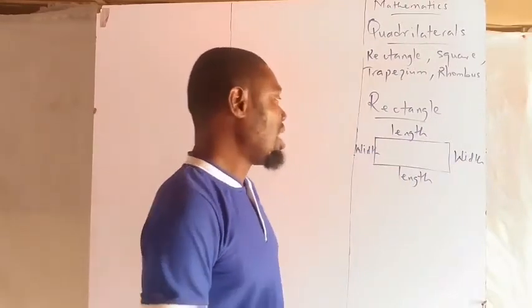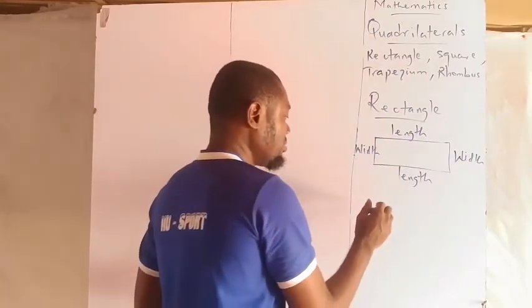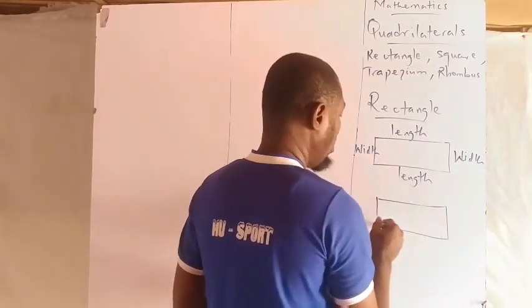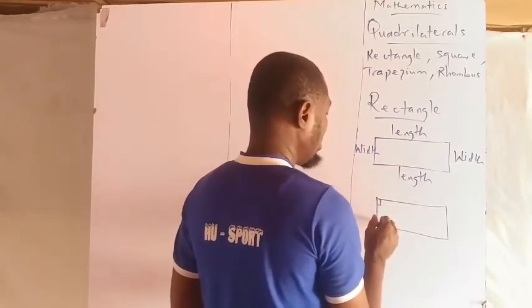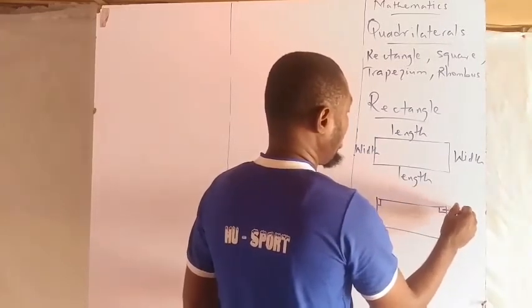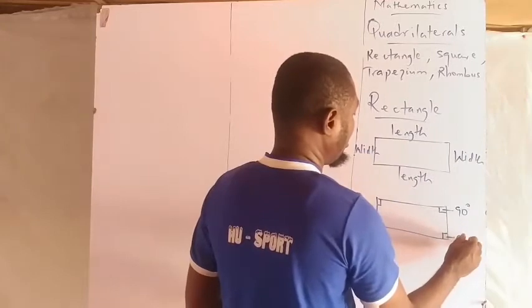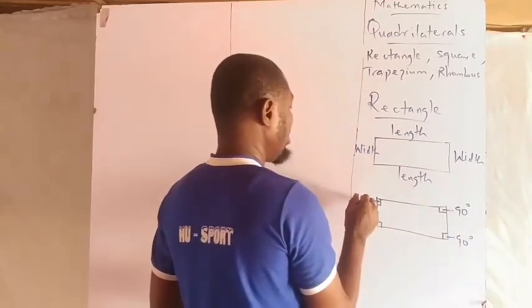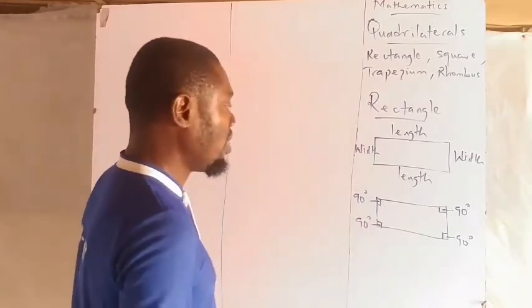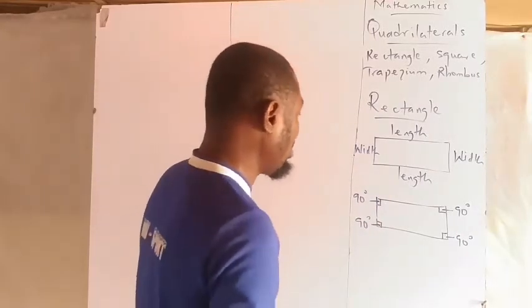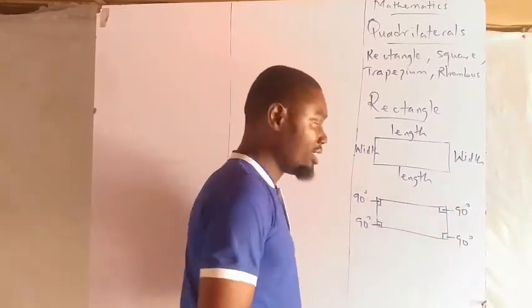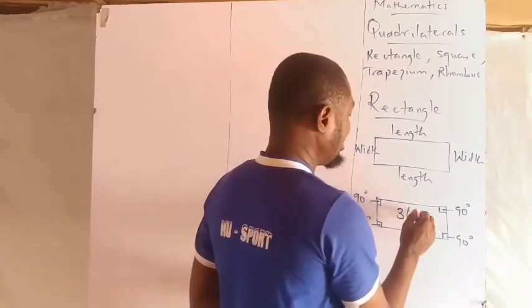Now, a rectangle has four internal angles. That is 1, 2, 3, and 4. And each of the angles there is 90 degrees. So if you add all the angles that we have here, 90 plus 90 plus 90 plus 90, you have 360 degrees.